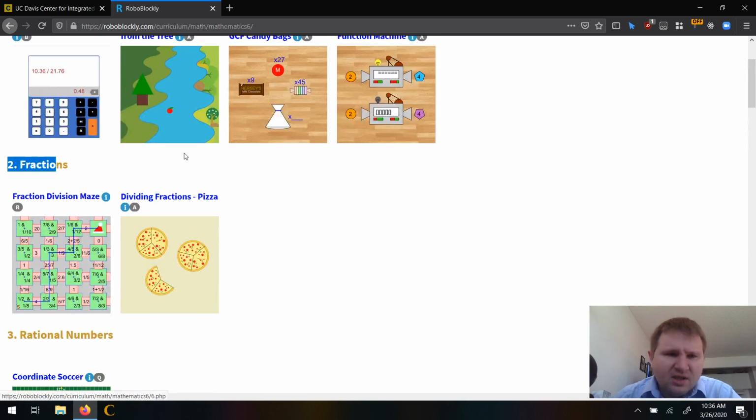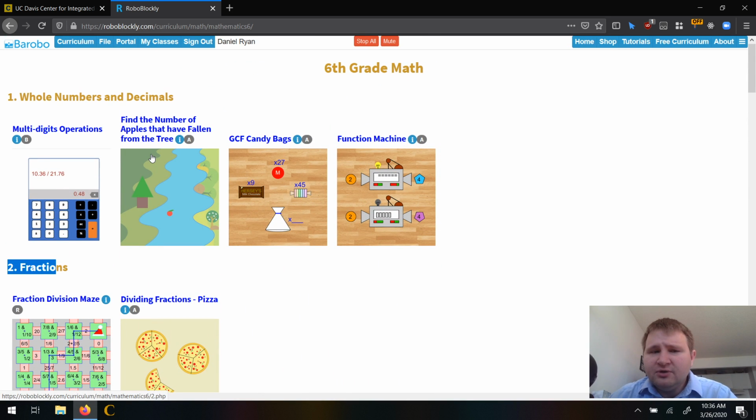So at the top here, just a quick overview of the activities we have. We have activities for multi-digit operations, for finding the number of apples that have fallen off of a tree, so starting to work with a little bit more unknown values, and doing calculations for the number of candies that you have to evenly distribute. We have function machines for starting to recognize and identify if a set of inputs and outputs could be considered a function.